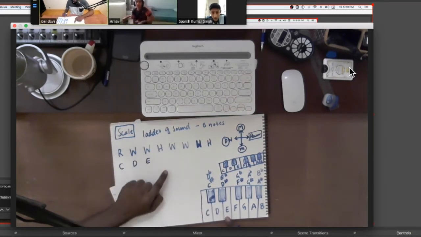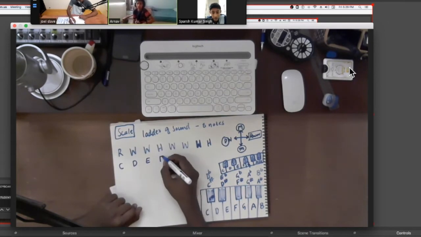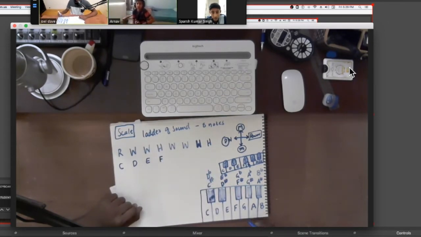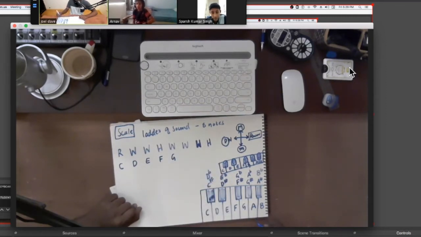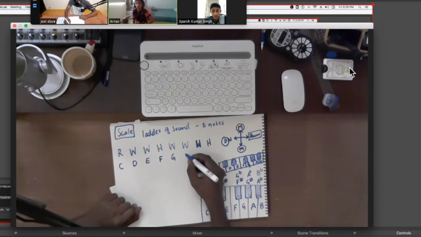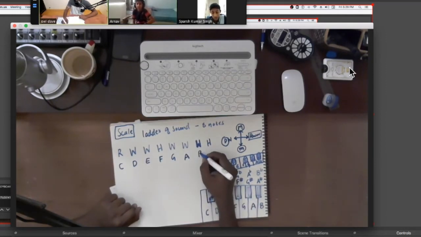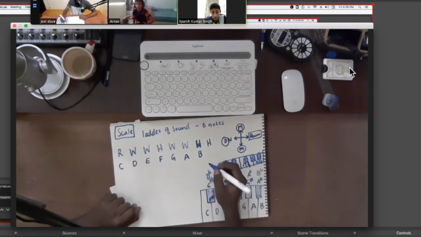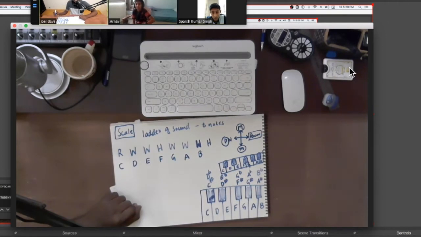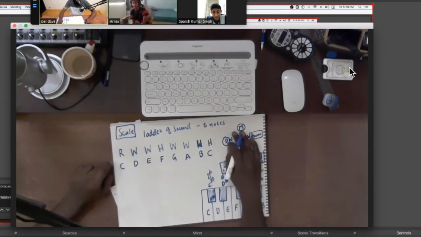From E, what is a half step? F. Very good. From F, a whole step? G. From G, a whole step? A. From A, a whole step? B. From B, a half step? C flat. Sorry, C. It's a half step from B; the immediate next note is C. Okay, this was extremely easy.